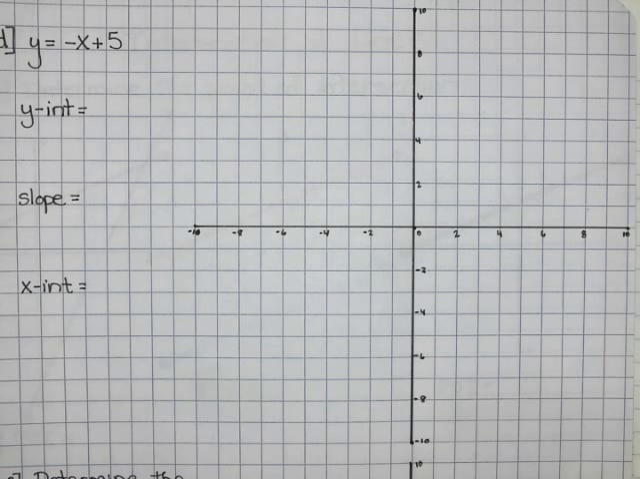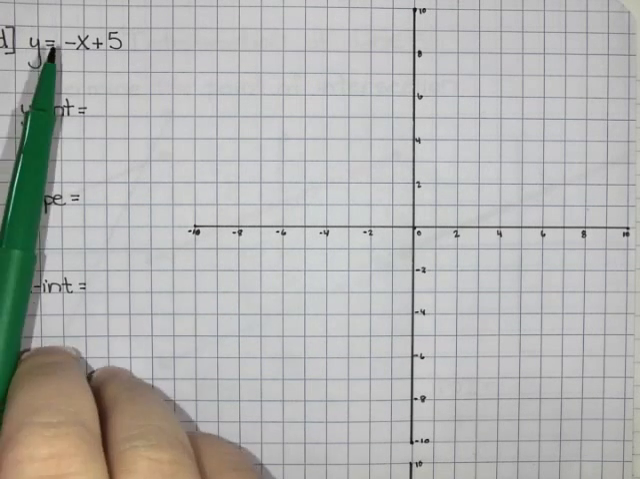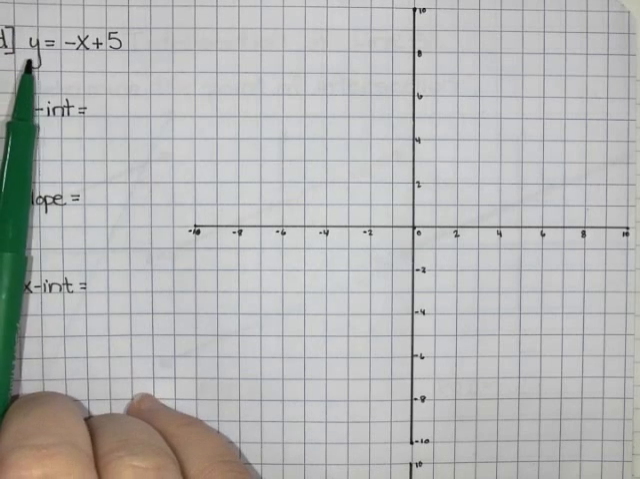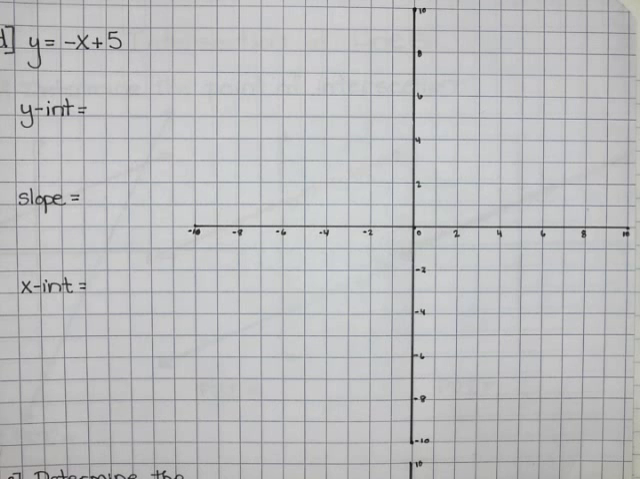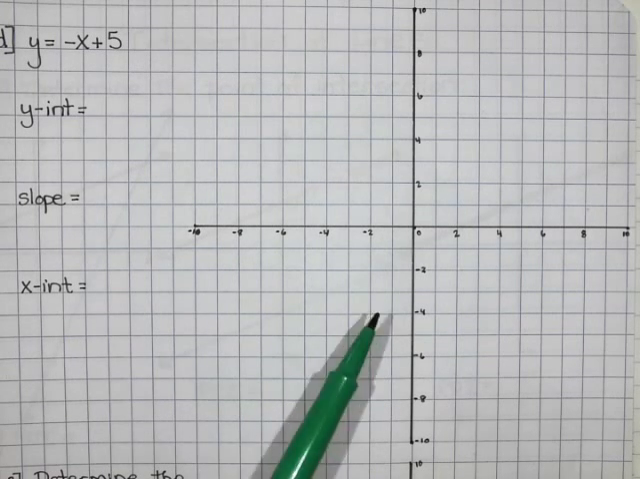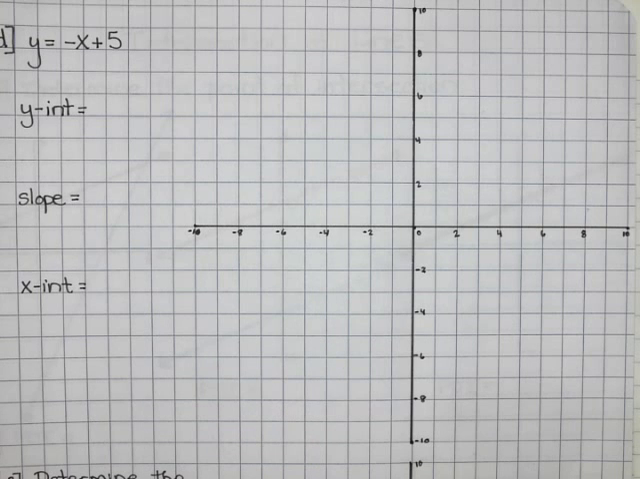We're going to do example D from our lesson on graphing lines. So our last equation that we're going to graph is the line y equals negative x plus 5. We are being asked to state the y-intercept, the slope, the x-intercept, and to graph the line. So I should be able to get the y-intercept and slope from the equation.